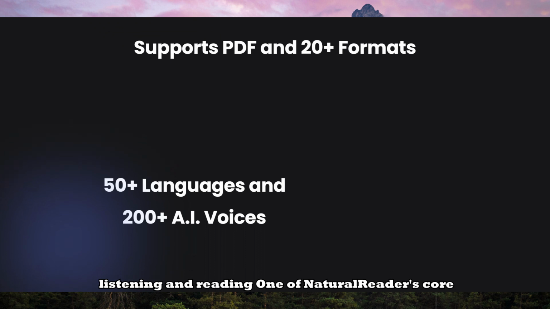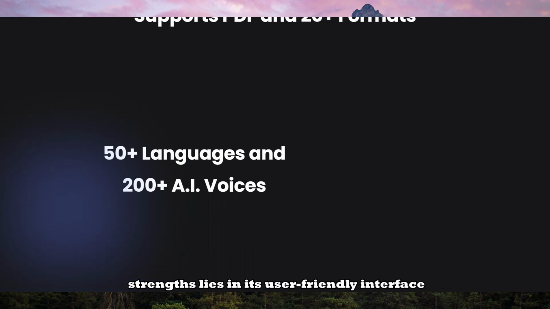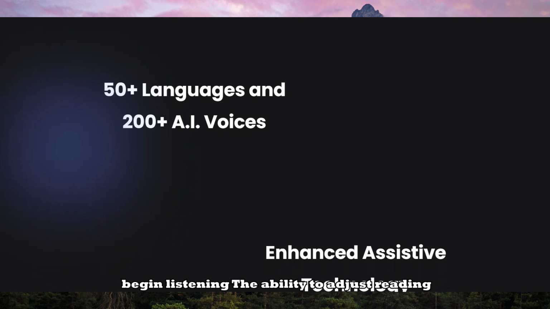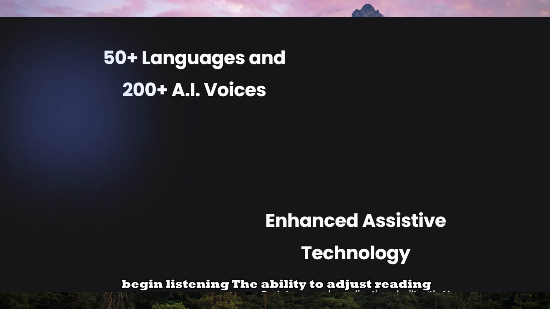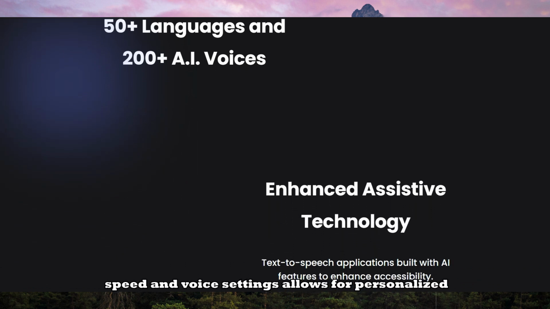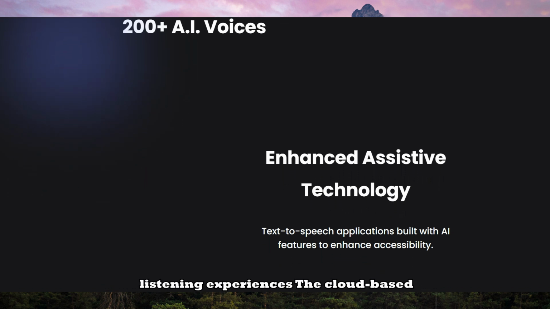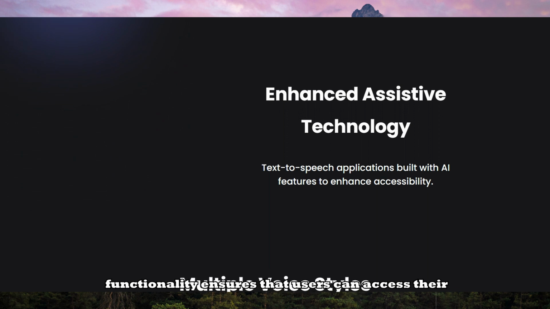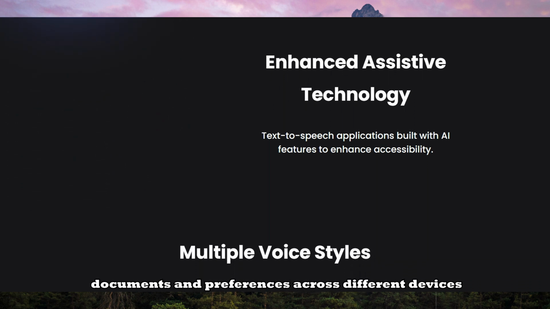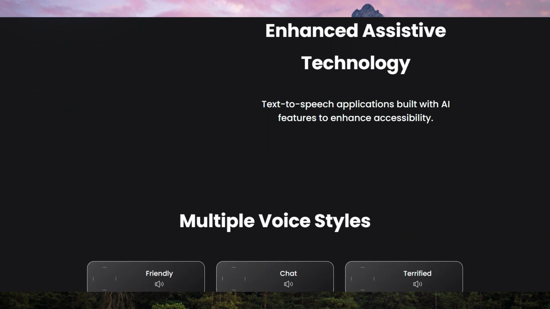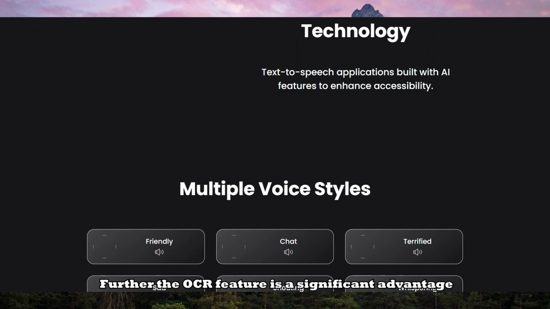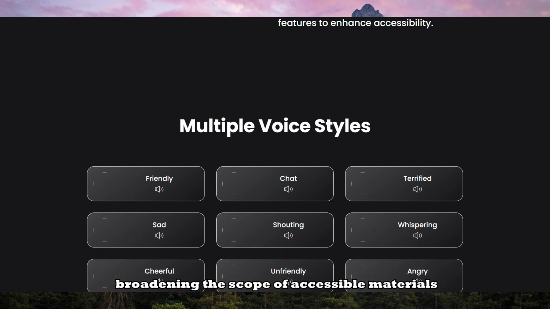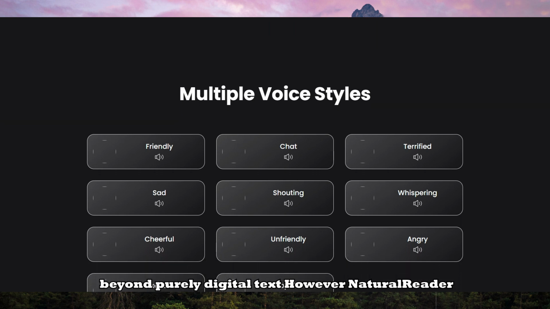One of NaturalReader's core strengths lies in its user-friendly interface, making it relatively easy to import documents and begin listening. The ability to adjust reading speed and voice settings allows for personalized listening experiences. The cloud-based functionality ensures that users can access their documents and preferences across different devices. Further, the OCR feature is a significant advantage, broadening the scope of accessible materials beyond purely digital text.